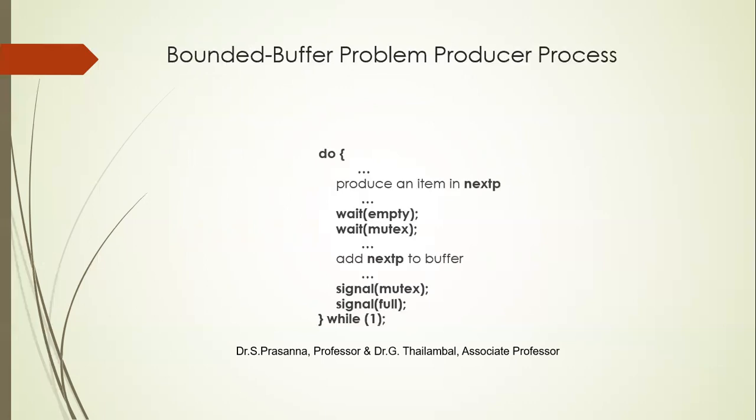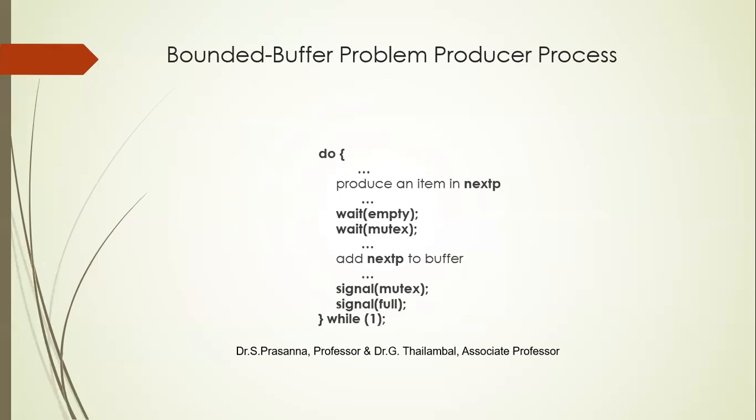The bounded buffer problem for the producer: produce an item in nextp, wait of empty, wait of mutex. With wait of empty, the production is happening, so there will definitely be an empty slot that is going to be filled. After that, add nextp to the buffer. Then a signal is given for mutex, and also the signal is given for full. That means the producer has produced an item. So again, it will produce the next item.